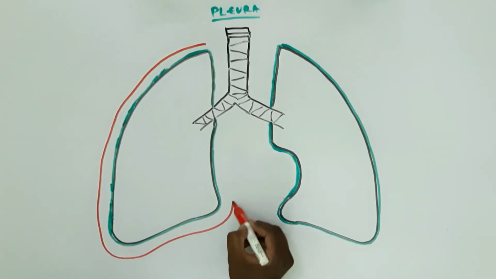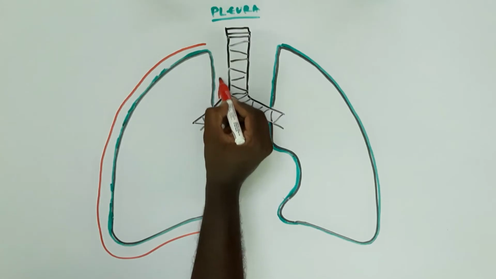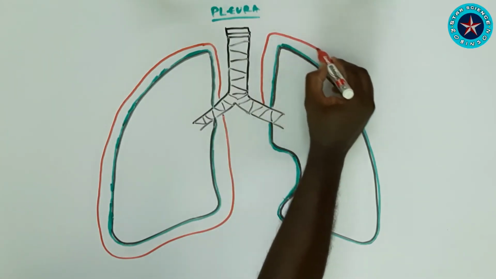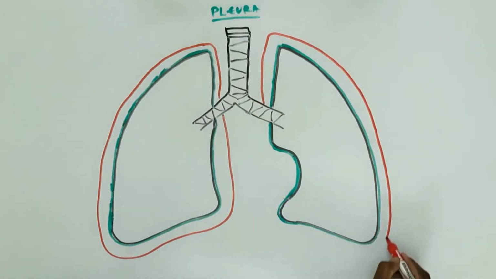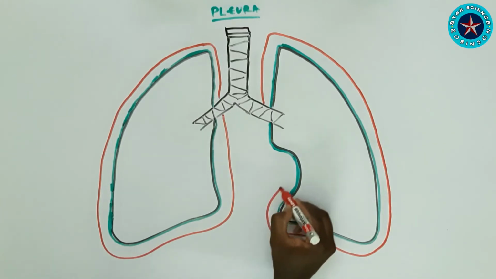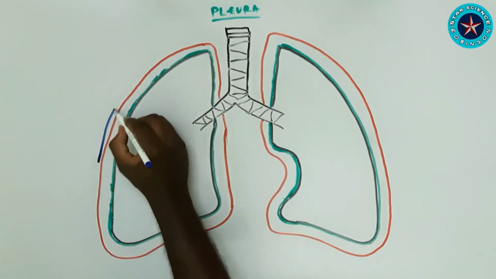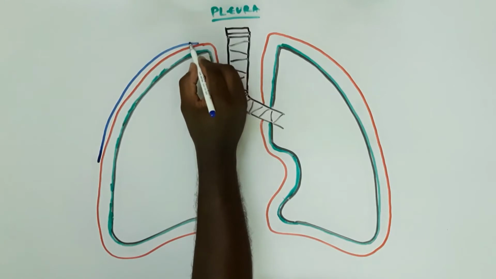Now we are seeing in our diagram in red color, this particular part is called the parietal pleura. It is thicker than the visceral pleura, and it is continuous with the visceral pleura around the edges of the hilum, and it is divided into four parts.